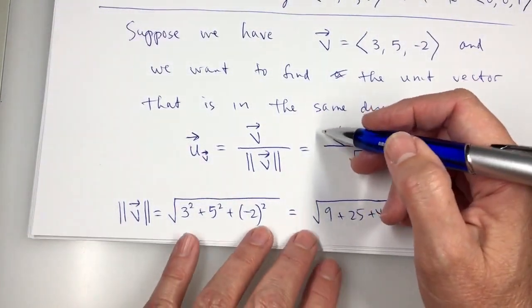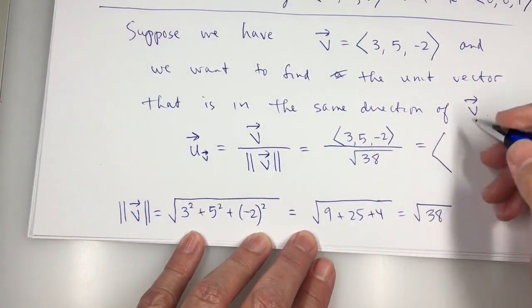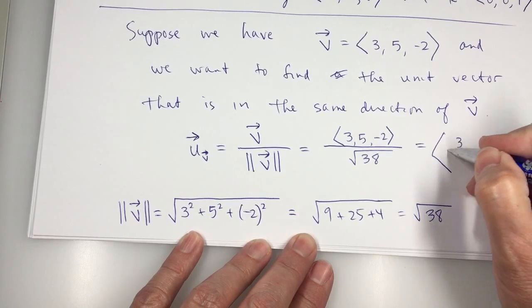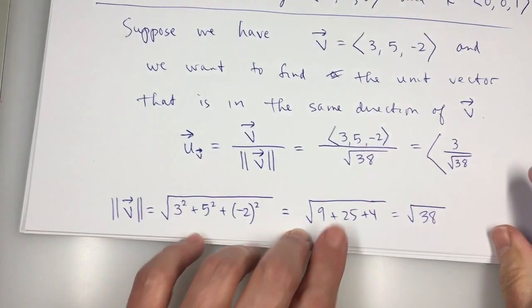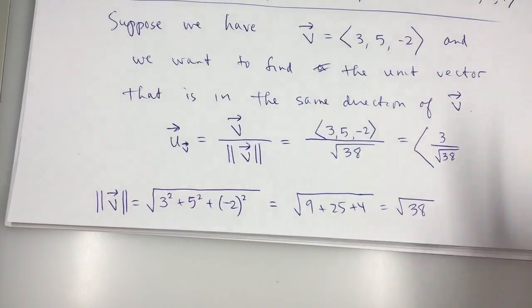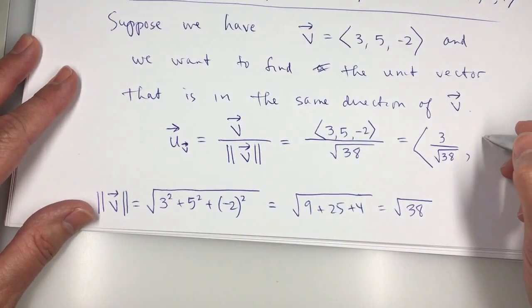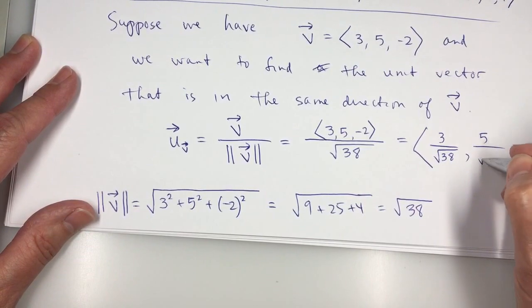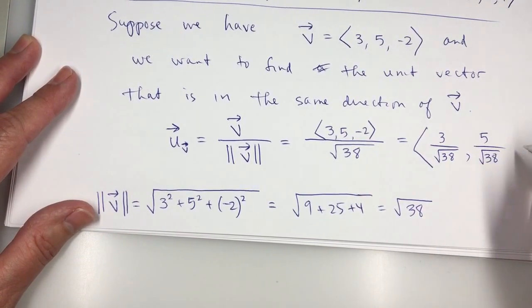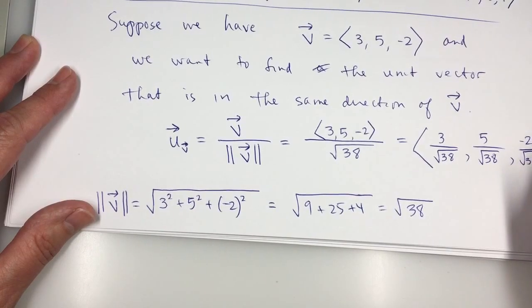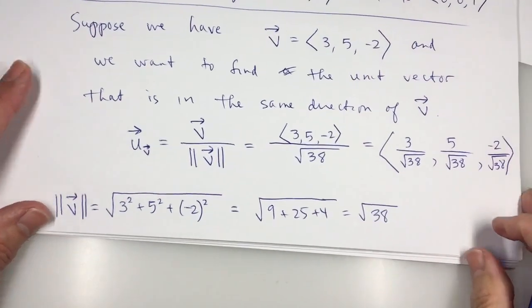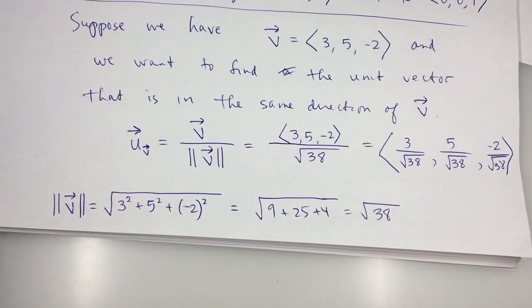And there it is. I could take that square root of 38, and that's a scalar. I'm multiplying by 1 over the square root of 38. So I can multiply it in to each component. So here is a unit vector that is in the same direction of V.